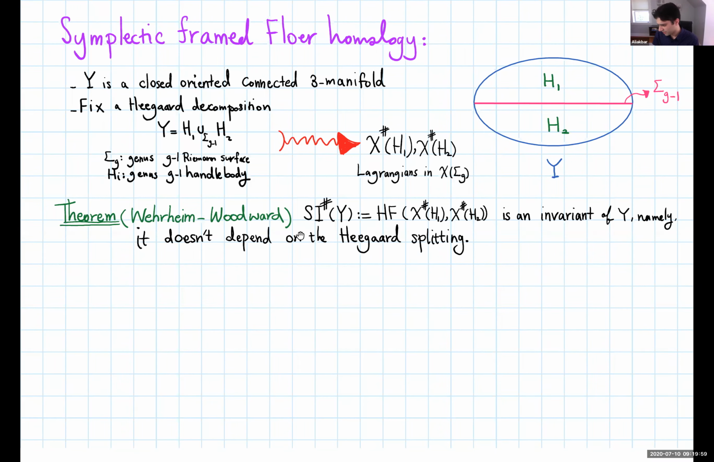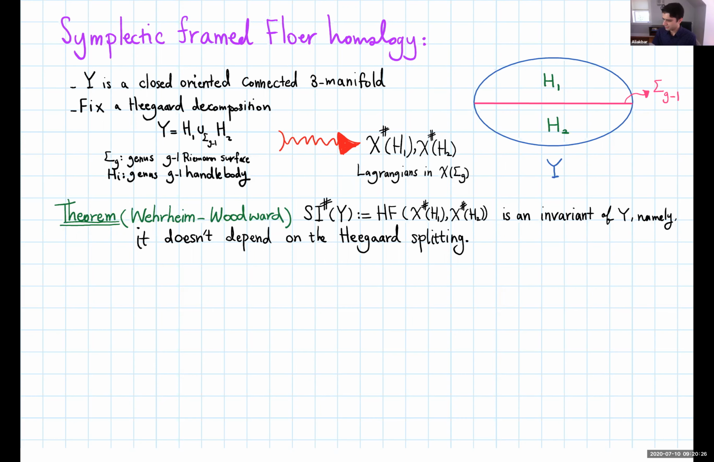I'm going to pick a notation which is, I guess, slightly unconventional. I think Katrin and Chris use this notation. I'm going to denote it by I sharp, and I'm going to call it symplectic Floer homology. Both the notation and terminology are coming from the gauge theory side, which I will talk about in a second.